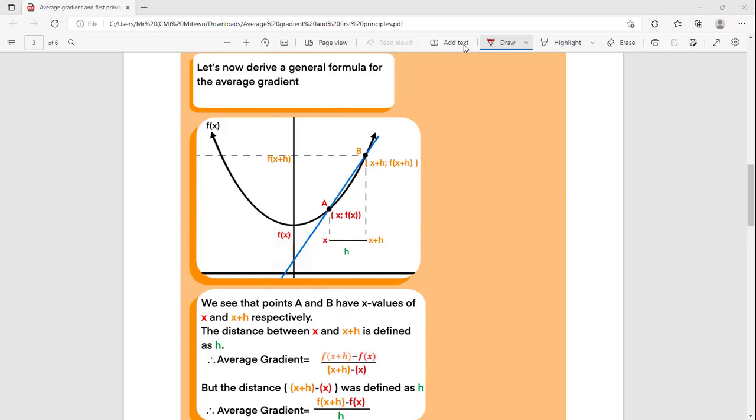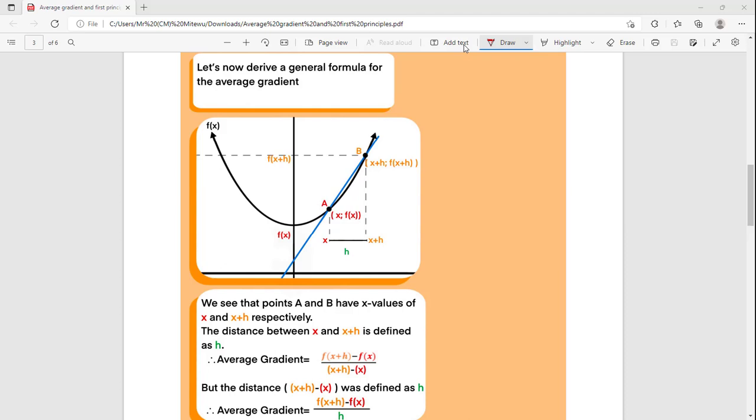So now I've got x, and I've got another x value of x plus h because I've added a certain distance of h. Now let's look at the y value associated with that. You can see it's point B over here. So I've got x plus h. What is the y value associated with x plus h? Again, function notation: if the x value is x plus h, then the y value associated with that would be f of x plus h.